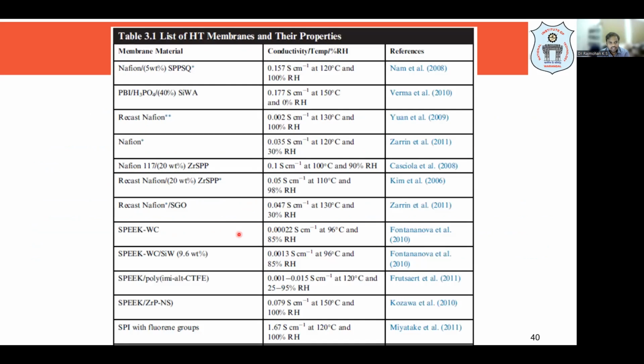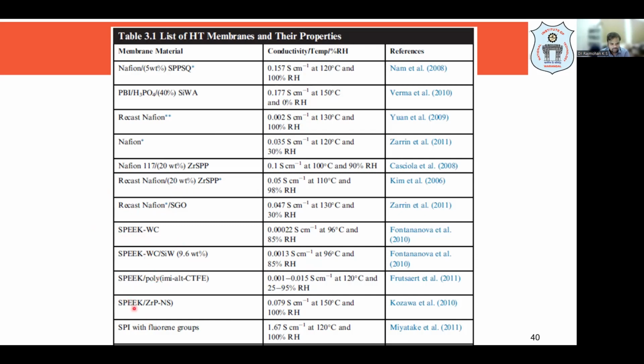And if you look at the other list of high temperature membranes, this table gives a consolidated report, because from the literature we have so many alternative membranes that have been reported. You can see the conductivity, temperature, and what percentage RH they can operate at. So these are the high temperature membranes and their properties. You can see you have Nafion composites, Nafion 117, recast Nafion. Apart from that, we have SPEEK.